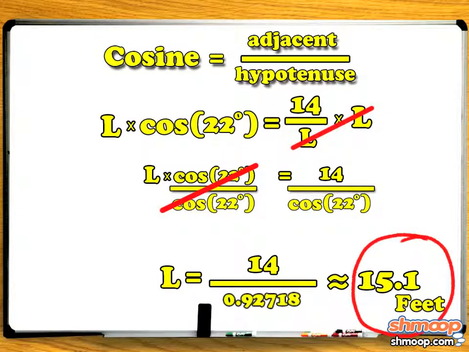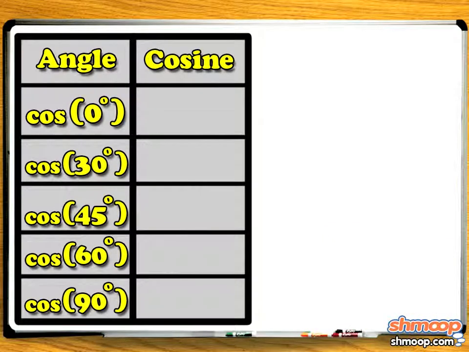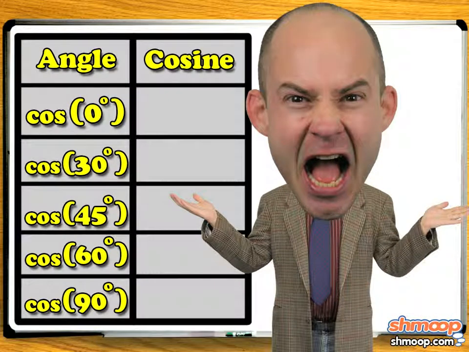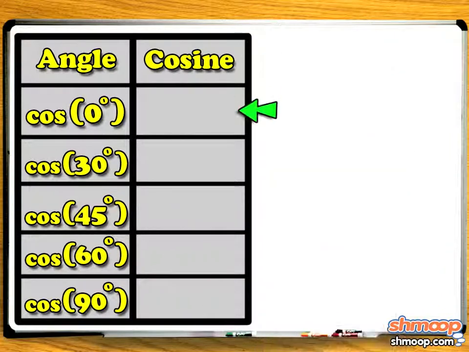Just to be sure though, they decide to figure out the cosines of a few more angles, in case they ever move and have to do this again. They decide to try the angles 0 degrees, 30 degrees, 45 degrees, 60 degrees, and 90 degrees.